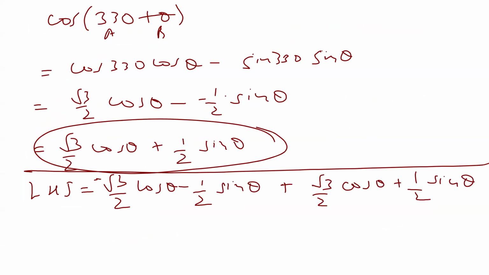Now see, the terms are getting cancelled. This and this, one negative and one positive. This also negative and positive. So this is 0 and that is your RHS. Okay.